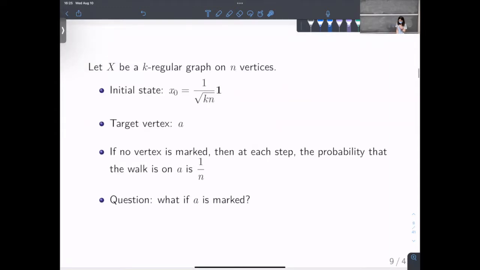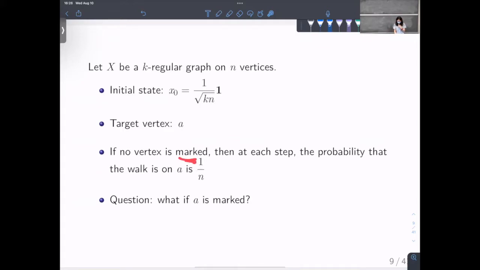And we will only be interested in regular graphs. So suppose the graph is k-regular and it has n vertices, then this all-ones vector will denote the uniform linear combination of all the arcs. And to normalize it, we just divide it by the square root of the number of arcs, which is kn. And suppose the target vertex is A. The question is, how likely is the quantum walk going to land on this vertex A? So what is the probability that we are here after each step?